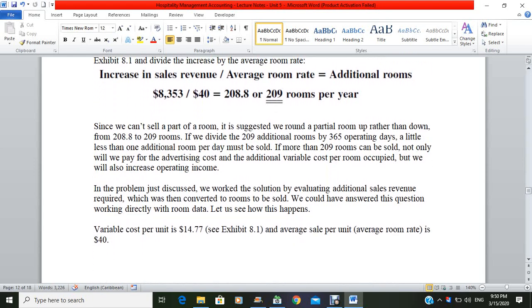In the problem just discussed, we worked the solution by evaluating additional sales revenue required, which was then converted to rooms to be sold. We could have answered this question working directly with the room data only.